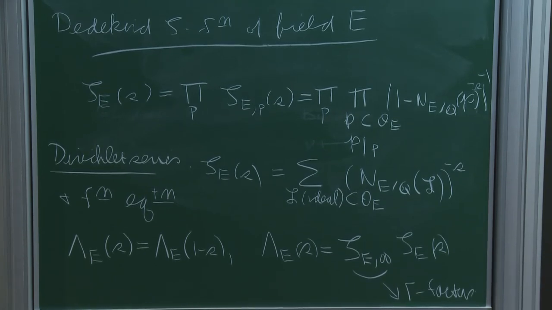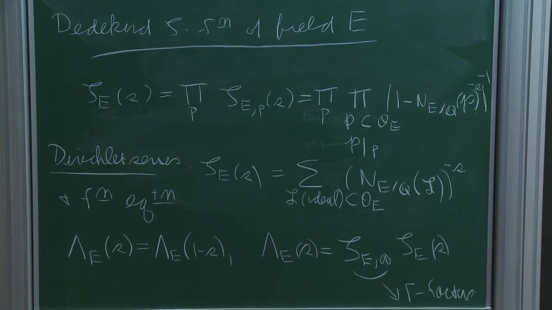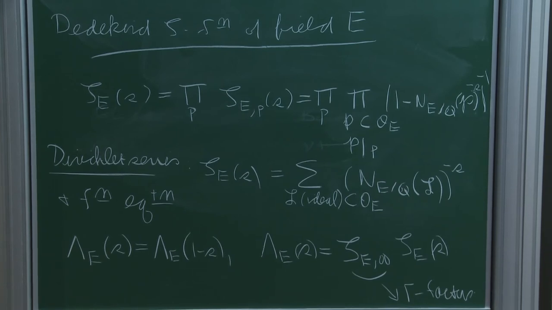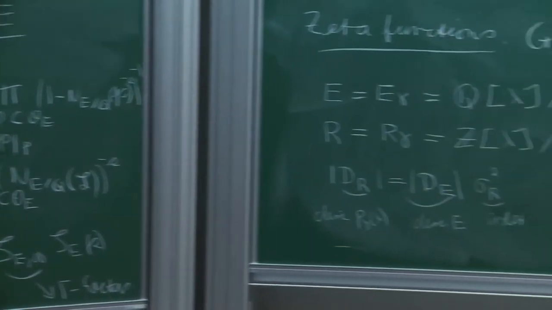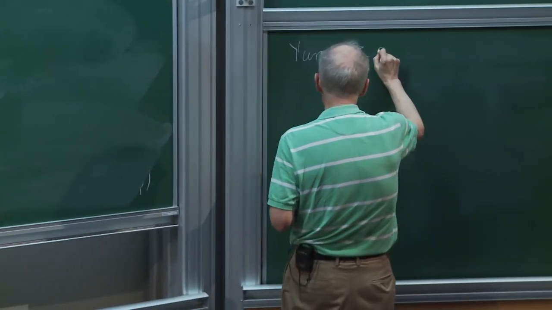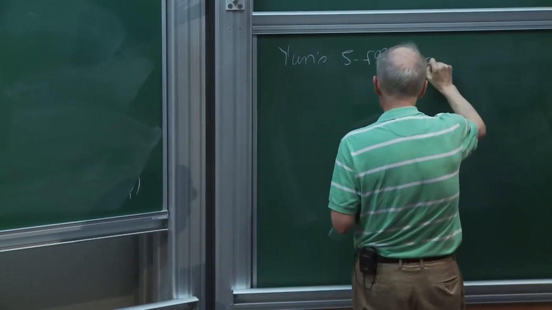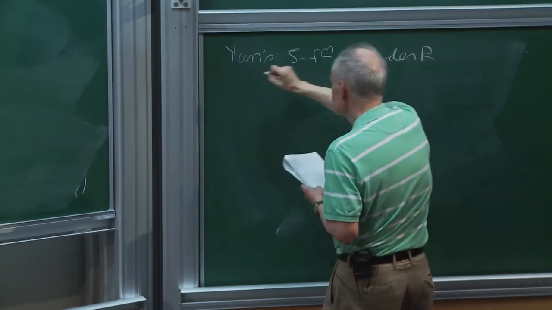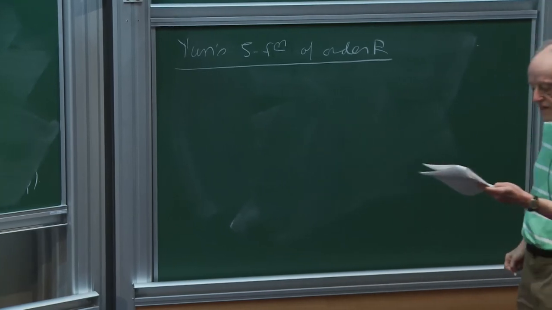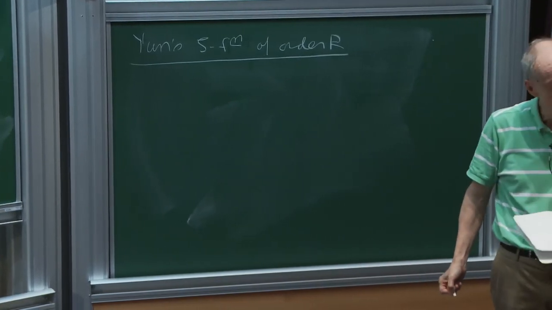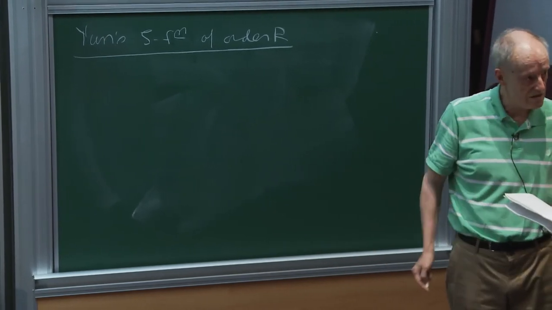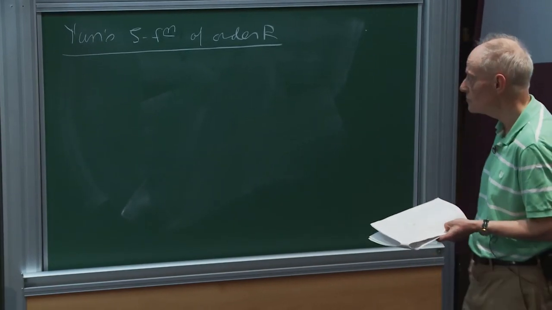And so this is an Euler factor given by various gamma factors. But the zeta function I really wanted to talk about, I'm not going as fast as I should be, is not the Dedekind zeta function, and it seems completely new. It's by Ziwei Yun. So it's Yun's zeta function of the order R. This certainly was completely new to me. It's about five years old. He credits Colin Bushnell's paper for motivation.